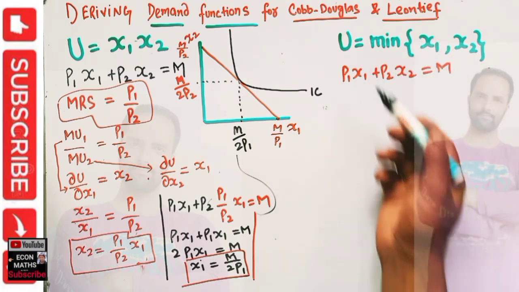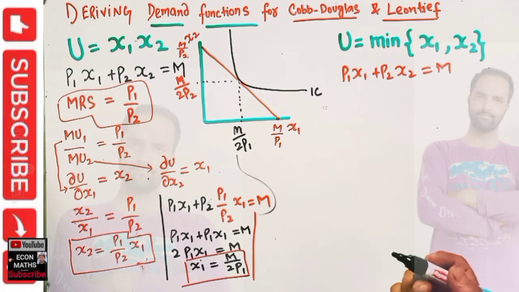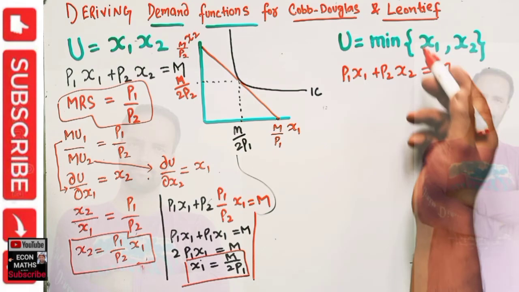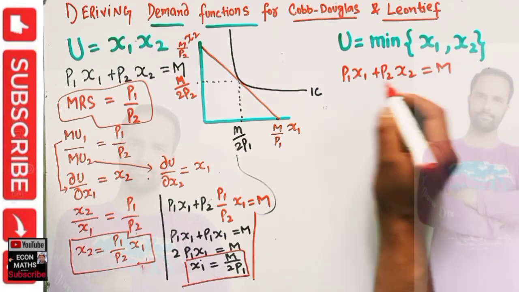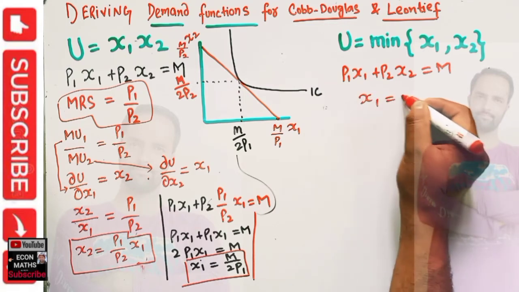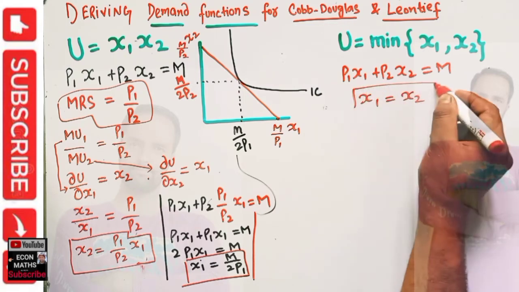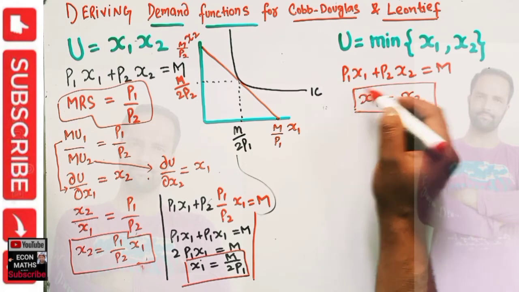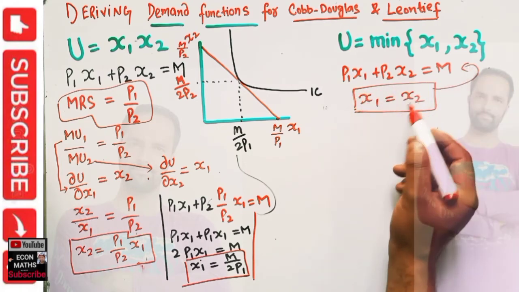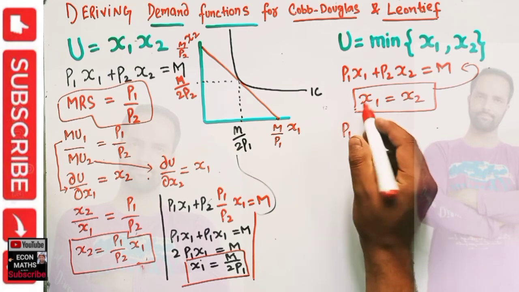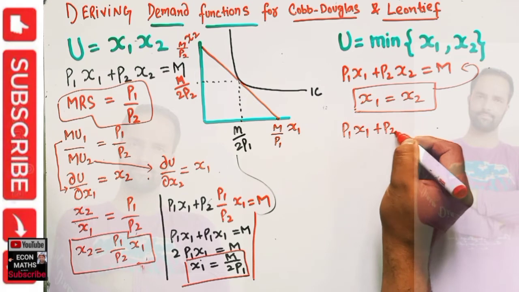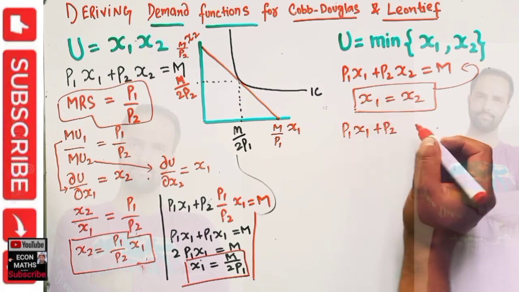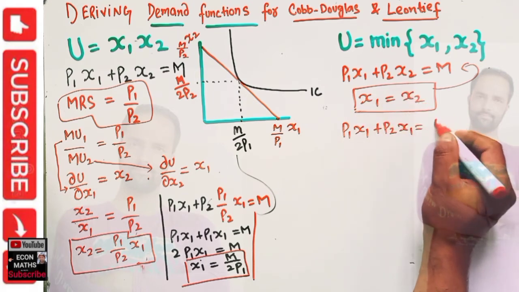When we encounter this min type function, we simply equate whatever is in the bracket. So in brackets we have the minimum of x1, x2, so let us equate them. That means x1 is equal to x2. Now put this value in the budget constraint. So x1 is equal to x2, so we have p1 x1 plus p2 in place of x2, I will write x1, will be equal to m.